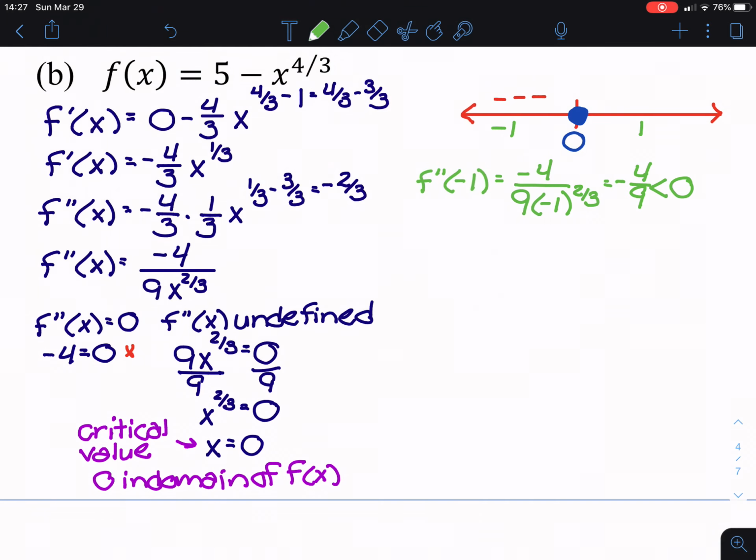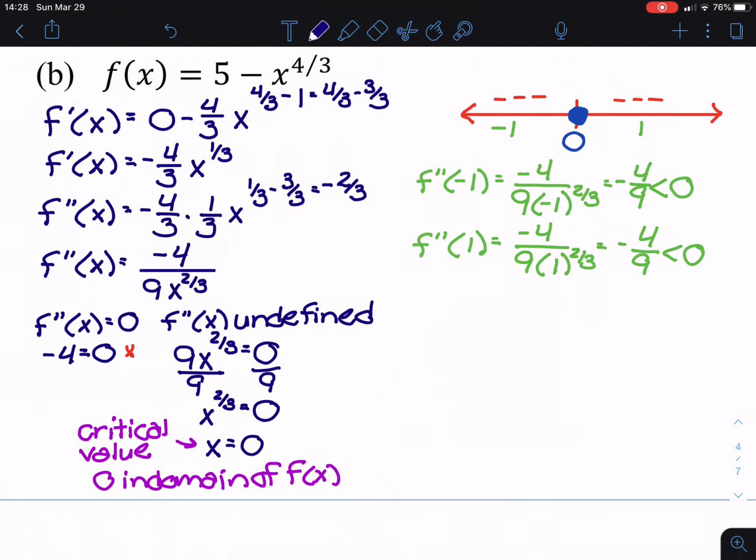Okay, now I'm going to evaluate my second derivative at 1. So this is going to be -4/9 times 1 to the 2/3, which again is -4/9. And this is also less than 0. So my second derivative is negative on the other side, on the right side in my second interval.